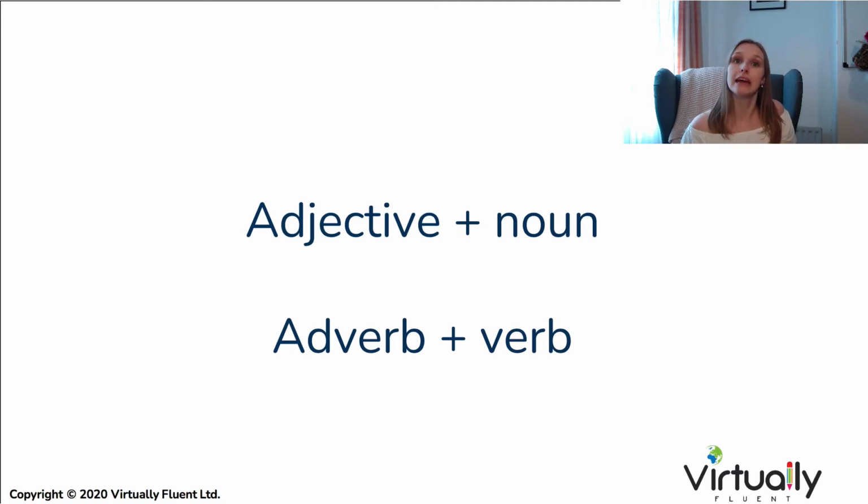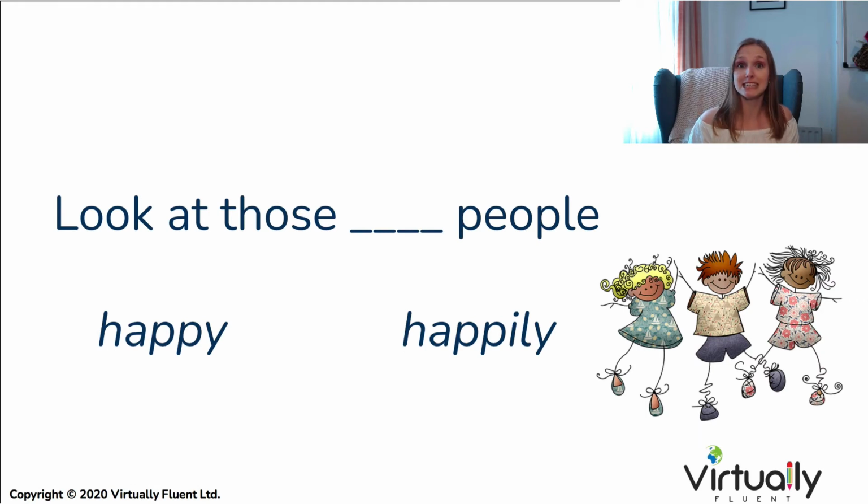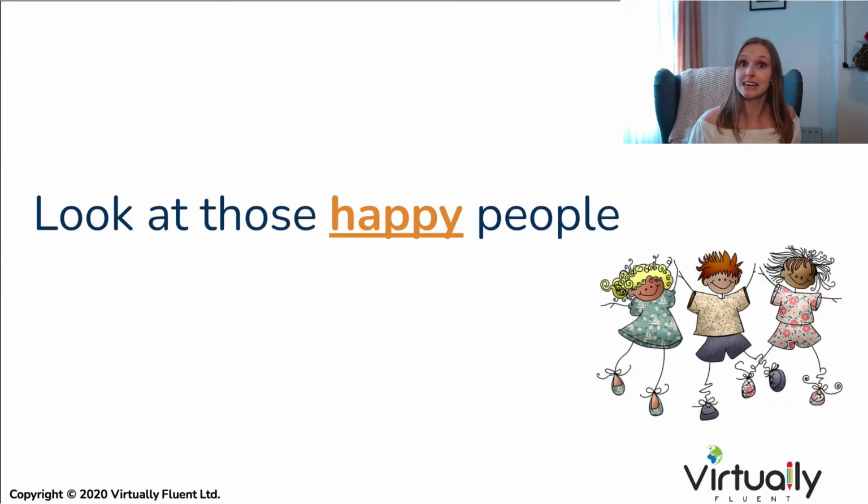If we're describing a noun, a person, a place, a thing, an object, an idea, then we would use an adjective instead. So take a look at this example. Look at those people. Our correct sentence is going to be look at those happy people. We're going to use the adjective happy because we're describing a noun, people.